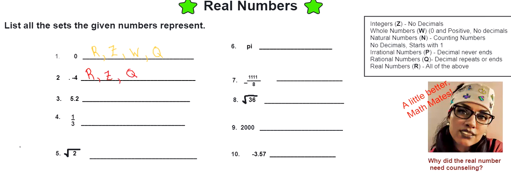5.2, it has a decimal. If it has a decimal, it's definitely not an integer, whole number, or natural number because they don't have decimals. It's real. Everything here is real. I can plot 5.2 on a number line. It ends. Because it ends, it's rational. So that's all we got for this one.